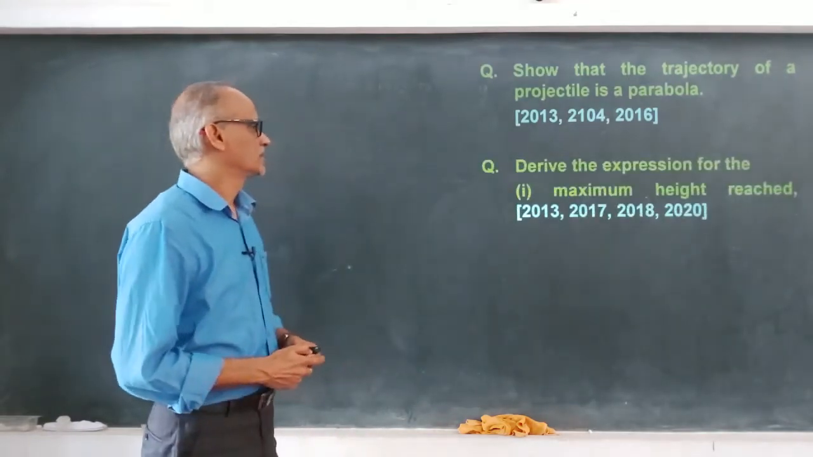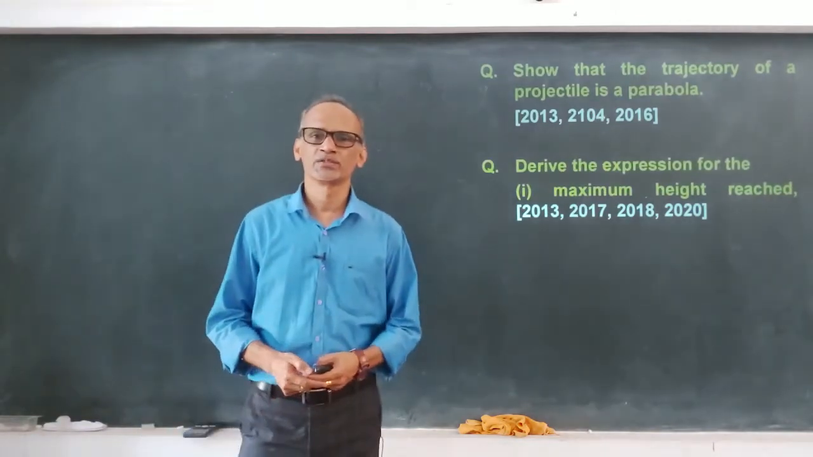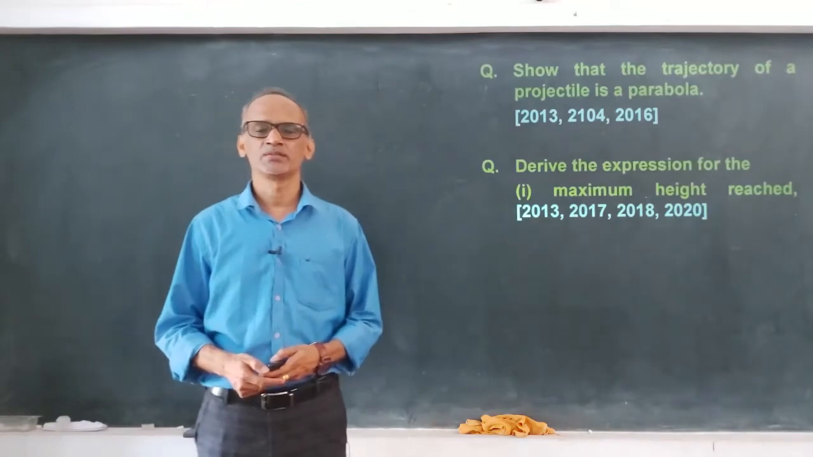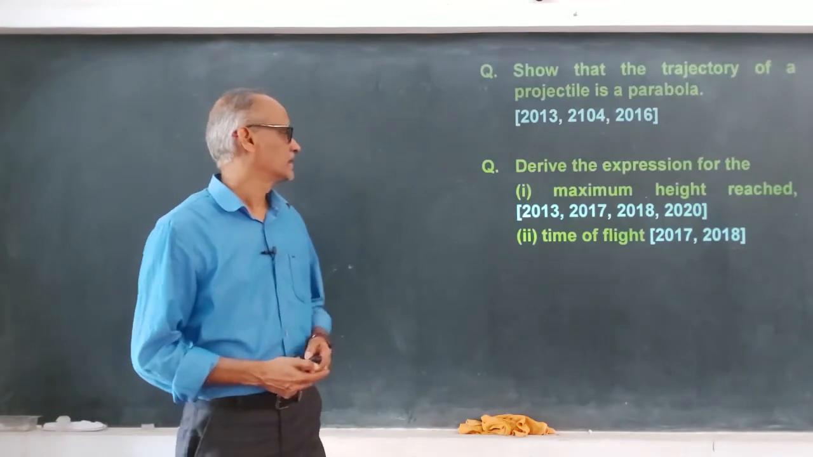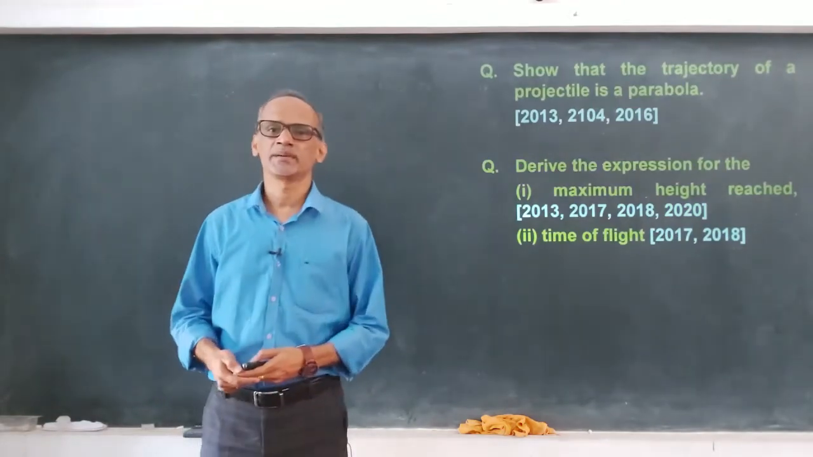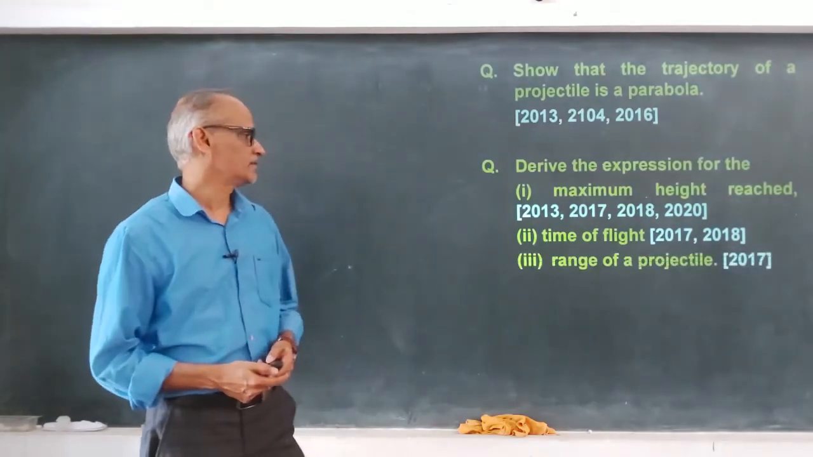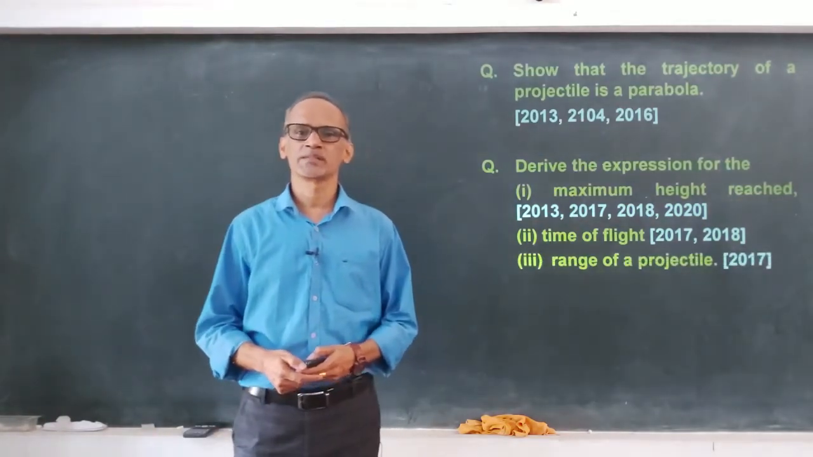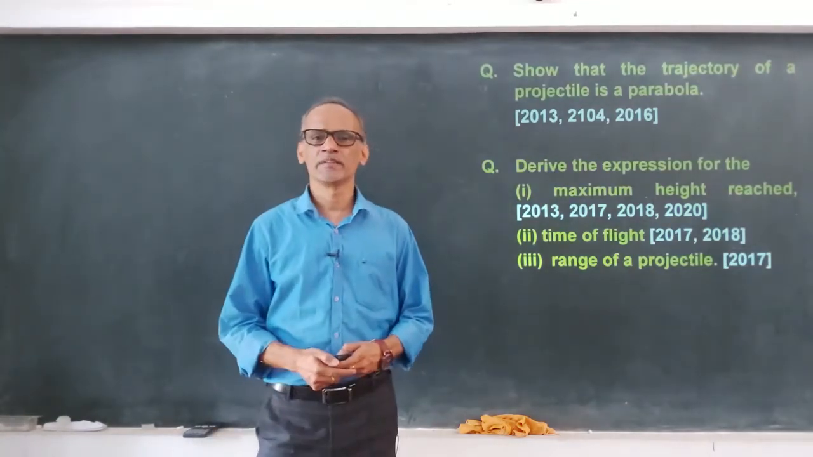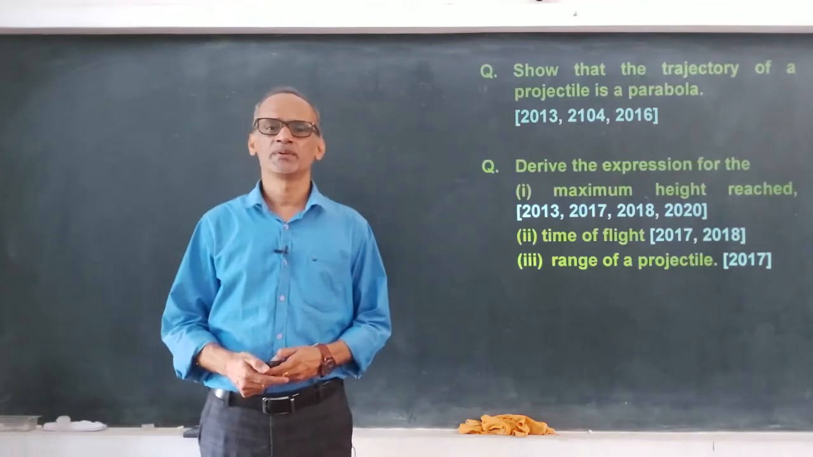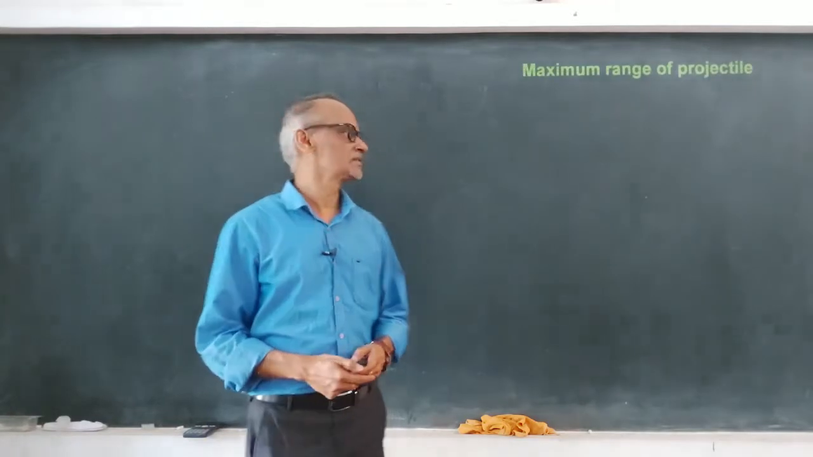The next question: derive the expression for the maximum height reached, where you have to prove h is equal to u square sin square theta by 2g. This question has appeared 4 times in the examination. And then even the time of flight, that is the second part of the question, capital T is equal to 2u sin theta by g, and the third one, the range of the projectile, which is r is equal to u square sin 2 theta by g. So, all these equations which we derived in the last class are definitely important from the exam point of view. So, let us see some more questions.